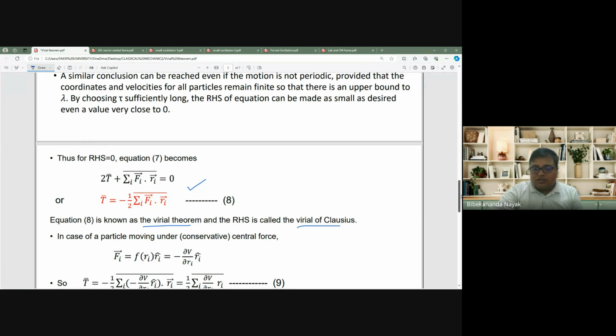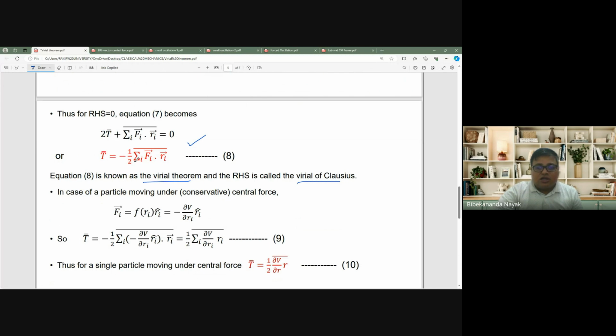In a particular case we can use this in place of Fi. If it is the inverse square law of force, we can take its exact form.